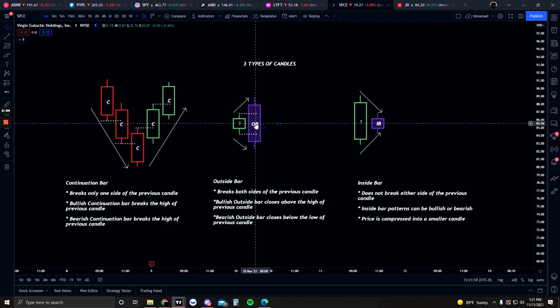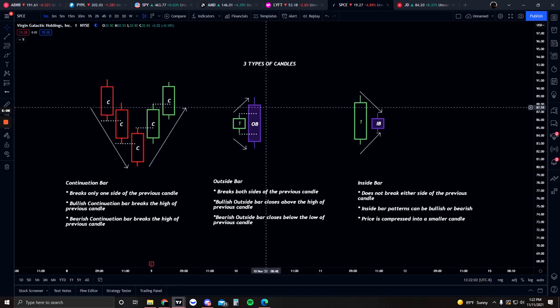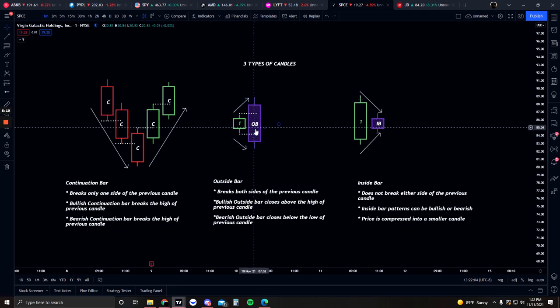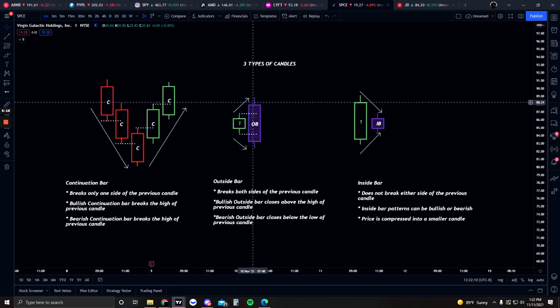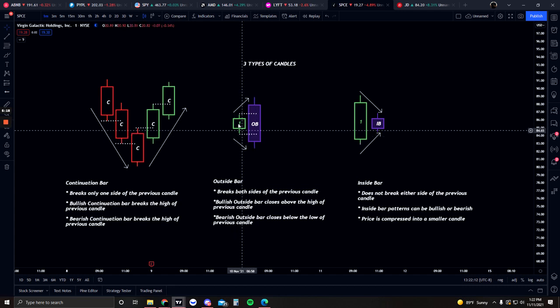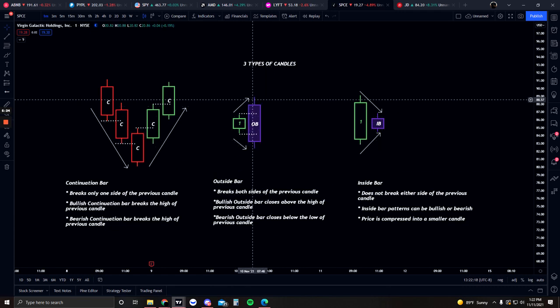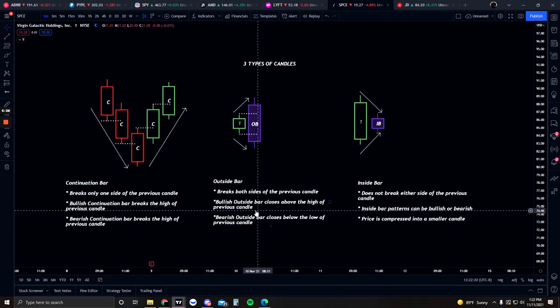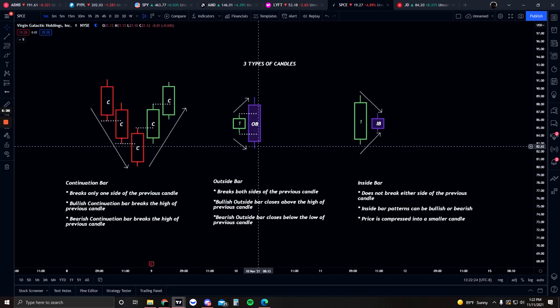This is an outside bar. So after seeing a bunch of these, every once in a while, you'll see one of these. An outside bar breaks both sides of the previous candle. That means the price goes above and below the high and the low of the previous candle. Now this can be a bullish outside bar if it goes below and then closes up top, or it could be a bearish outside bar where it goes up and then closes below.